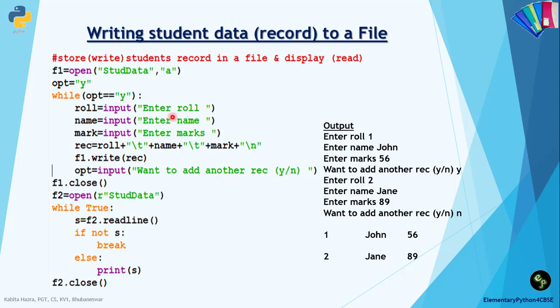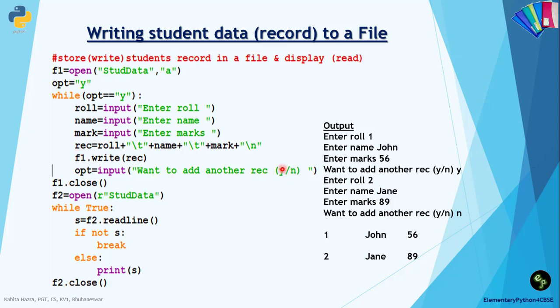Then through input we are accepting the student data like roll number, name, marks, etc. Then we are concatenating it and storing it as a record, and then we are using the write method to write that record. Because we have already appended the new line character, the student record will be added in new lines. Once we have accepted one student's data and written it into the file using the file handle F1, we display the message "want to add another record".